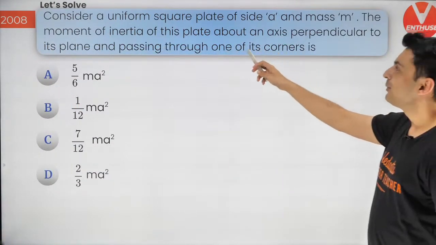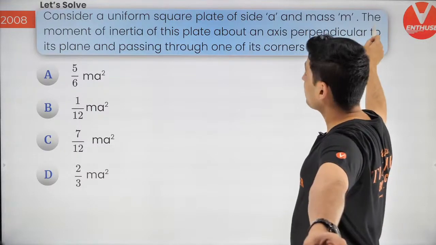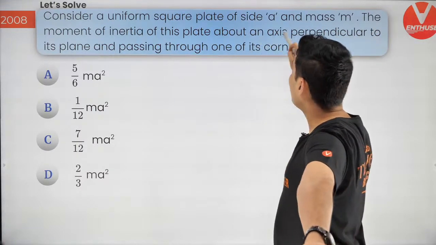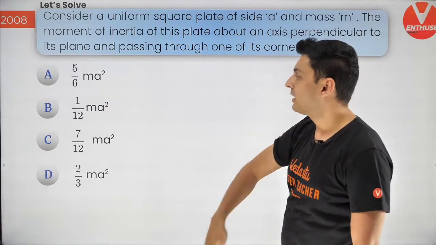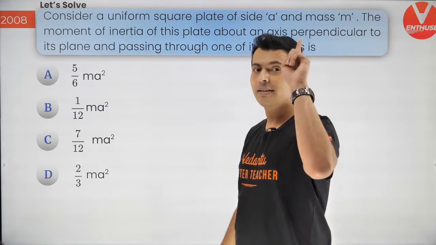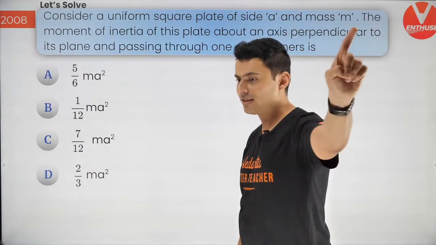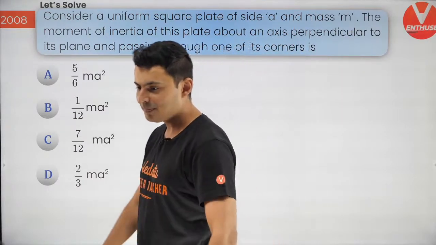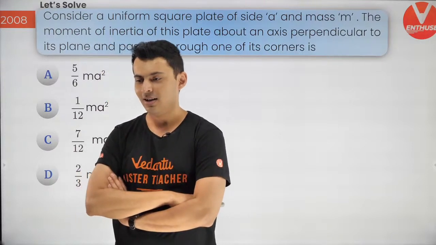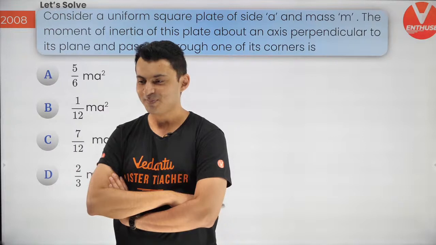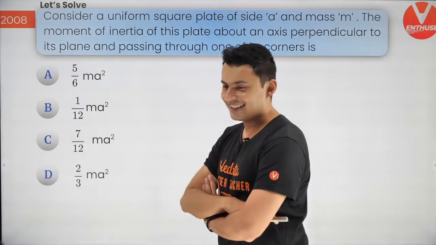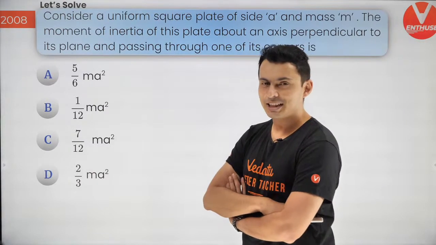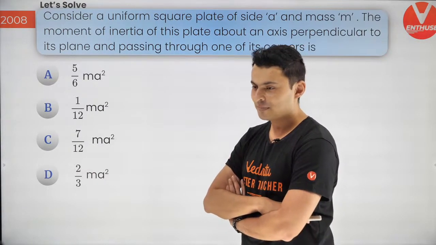Question, 2008. Consider a uniform square plate of side A, mass m. The moment of inertia of this plate about an axis perpendicular to its plane and passing through one of its corners is. This is a 1 minute question, not a 30 second one. Let's see how many of you do this. Come on guys. Let's see how many of you get this.